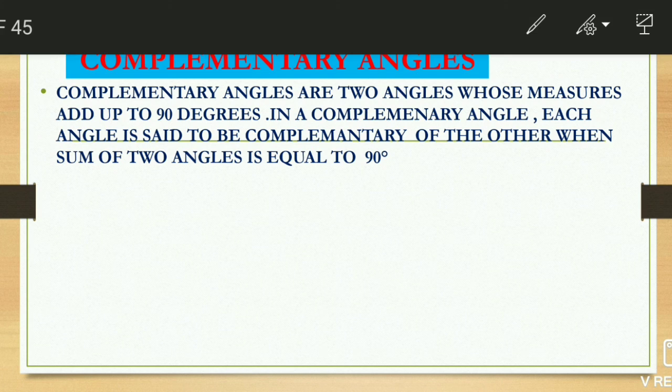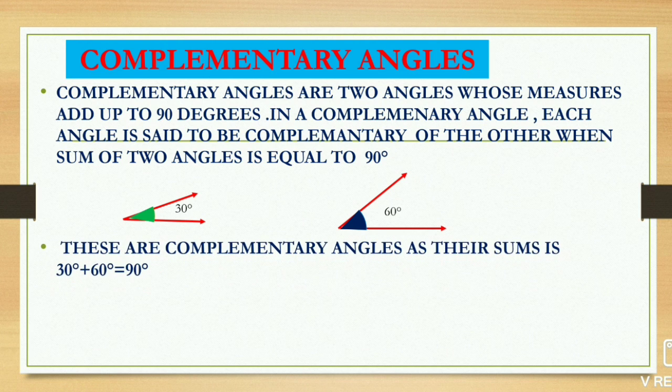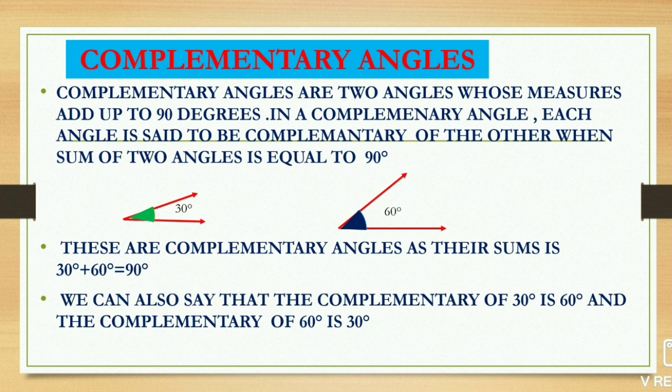Let us take an example. I am taking 30 degrees and 60 degrees. Yes, these are complementary angles as their sum is 30 plus 60, 90 degrees. So we can also say that the complement of 30 degrees is 60 degrees and the complement of 60 degrees is 30 degrees.